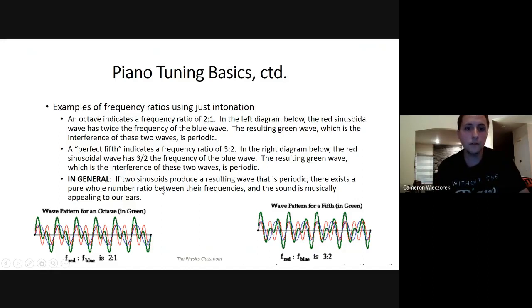And in general, if you take two individual sinusoids and add them together, and that resulting wave is periodic, what that indicates is that there's a pure whole number ratio between the frequencies of those two sounds. And to your ears, that sound is going to be musically appealing. So we like it when these two waves interfere together to create a periodic wave.